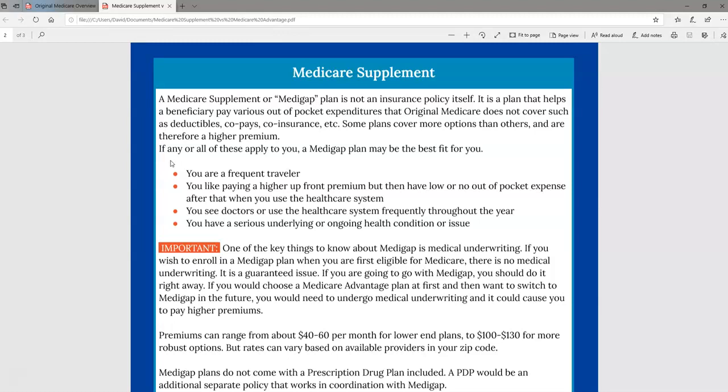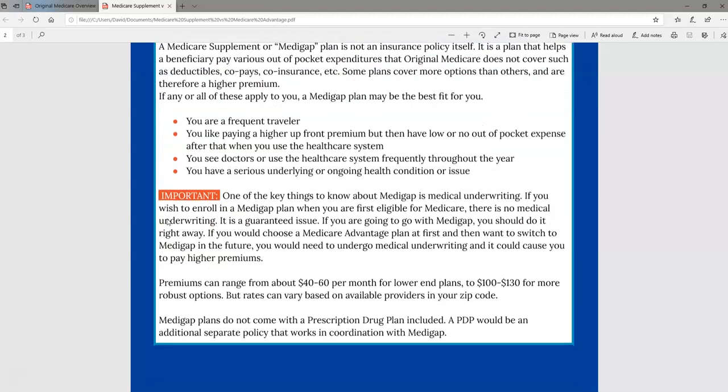If any or all of these apply to you, a Medigap plan may be the best fit for you. You are a frequent traveler. You like paying a higher upfront premium, but then when you go to use the healthcare system, you have little or no out-of-pocket expense. You see doctors or use the healthcare system frequently throughout the year, or you have a serious underlying or ongoing health condition or issue.